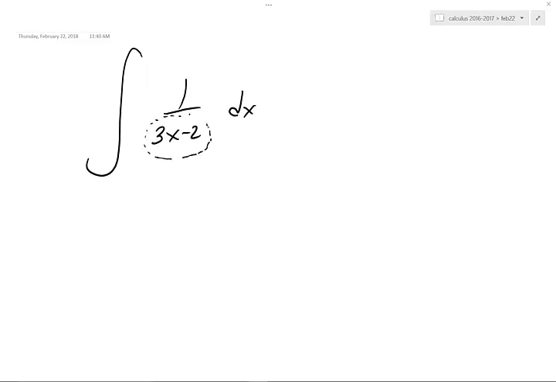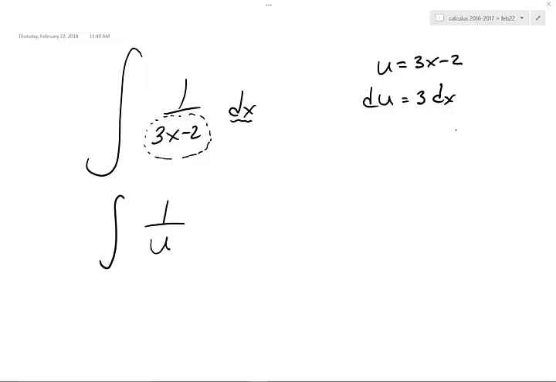What if this was just a big fat x down here? What is 1 over x the derivative of? The ln. That's right. But instead, I have this stupid 3x minus 2. So I substitute. So du equals 3 dx. When I do the substitution, it's going to be 1 over u. But look, I need to get dx. My dx is 1/3 of a du.